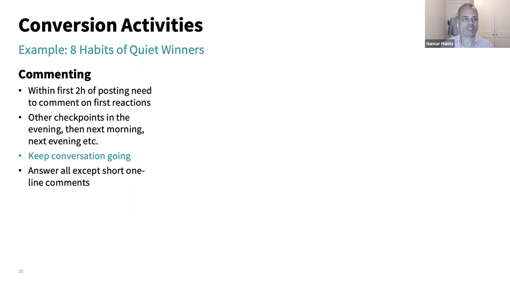So conversion activities out of another article that I've had, but it applies here as well. If you just share content, then it's not enough if you don't do anything with it. So typically within the first 2 hours of posting, we need to comment on the first reactions. Typically, I would then have a quick checkpoint, the evening, next morning, next evening, particularly when it's going fast. Keep the conversation going. A typical Gunnar tip would be to say, after a while, I like my own post, and then I unlike it and like it again. So then the algorithm is triggering this, and it shows it then for some other people.